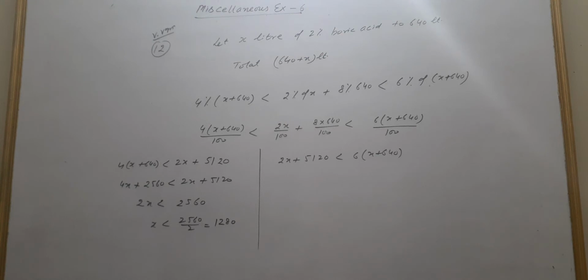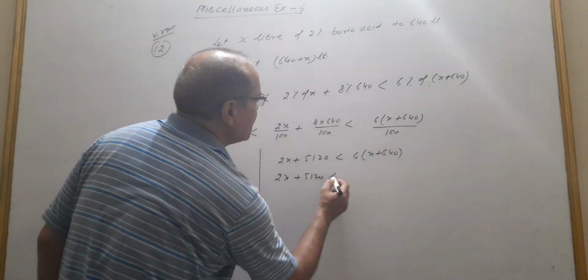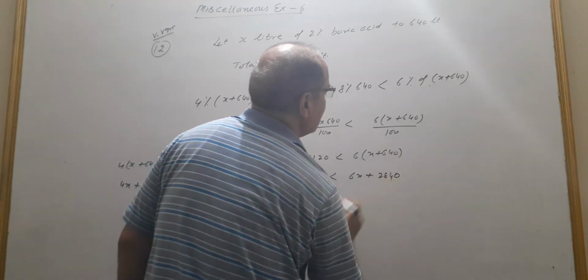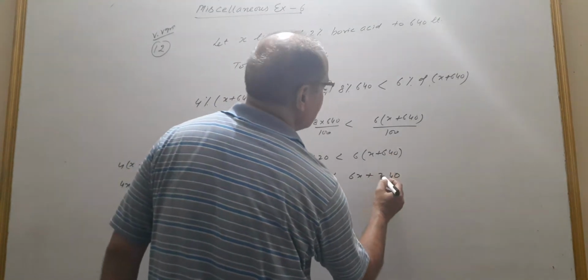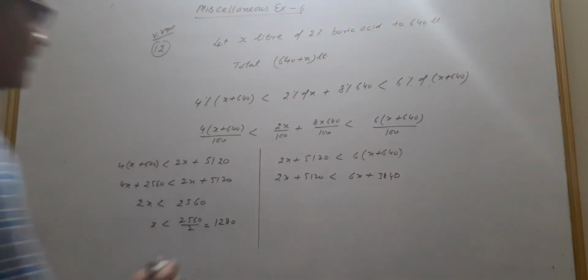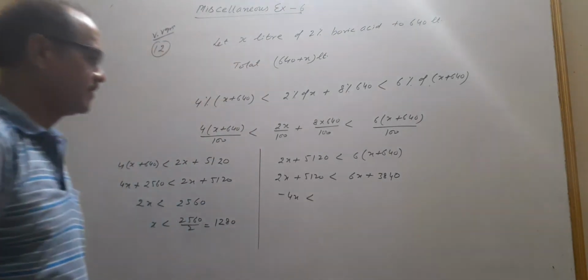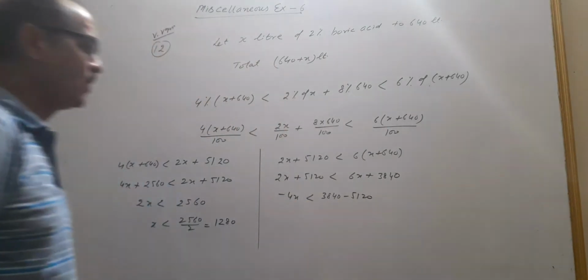In the same way, we will solve the right hand side. What will be on the right hand side? You have to multiply this. The right hand side is 2x plus 5120 is less than 6x plus 6 times 640, that is 3840. Then this becomes minus 4x less than 3840 minus 5120.